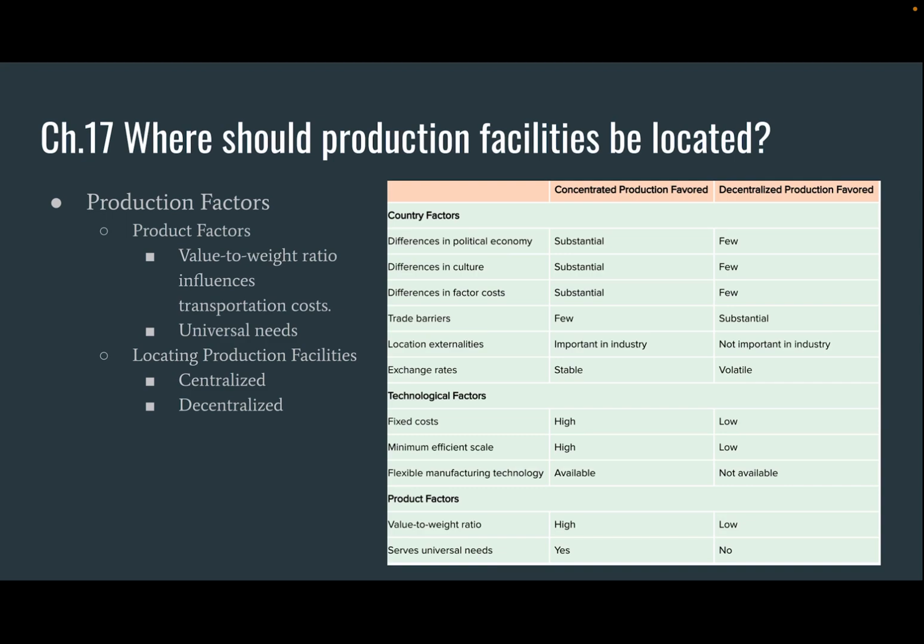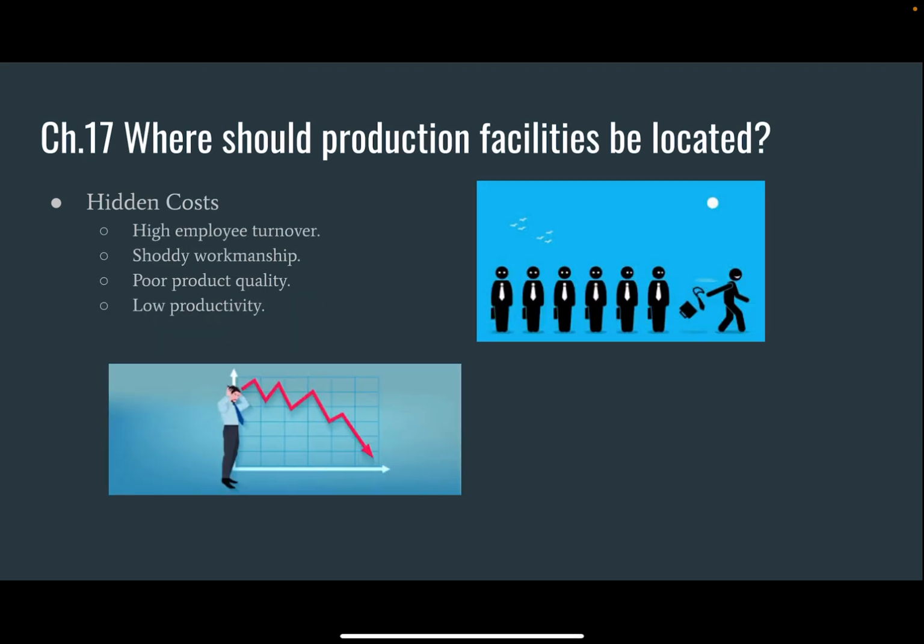But in centralized production, the world market is served from a centralized location, whereas in decentralized production, various regional or national locations are very close to major markets. Next will be hidden costs.